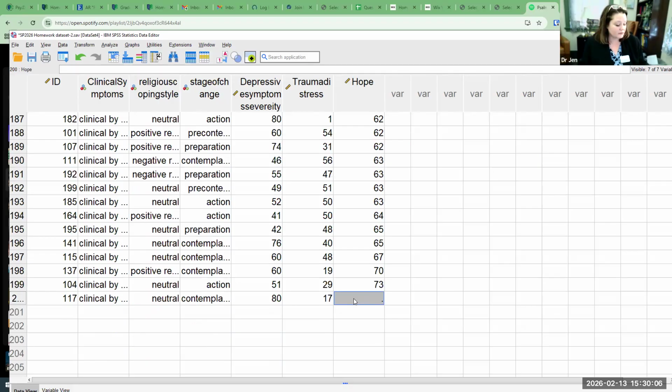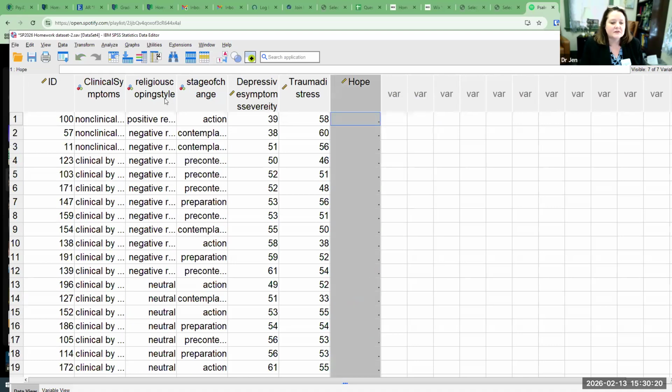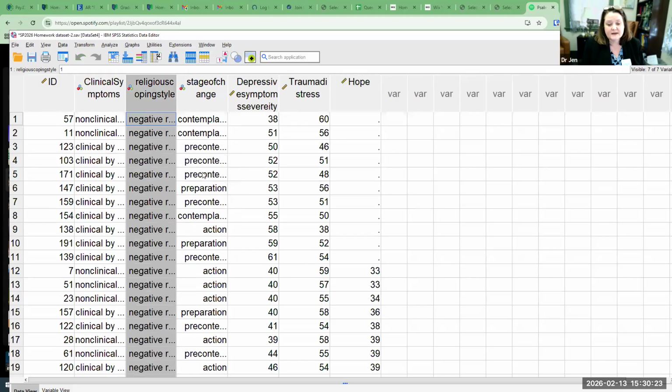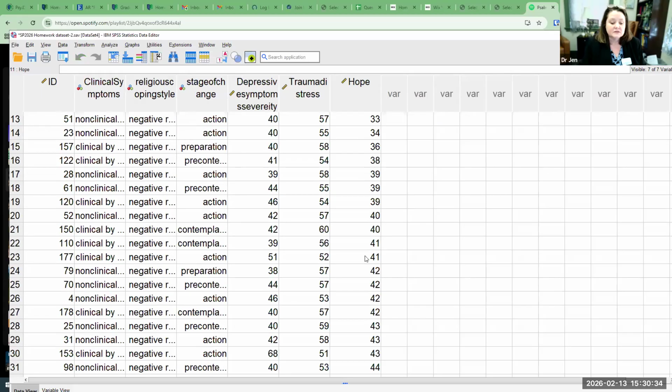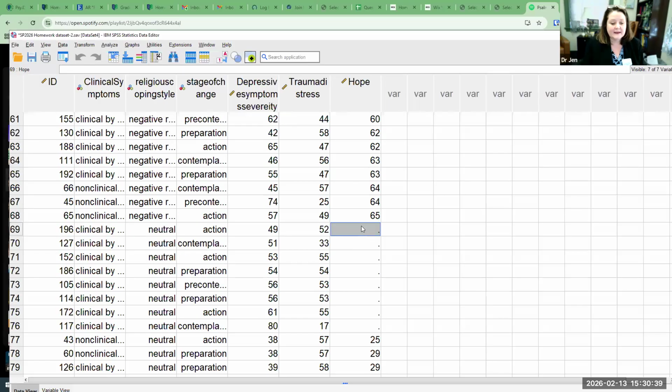All right, we're going to go through though and check and make sure that those other outliers found on the stem and leaf plot for negative, neutral, and positive religious coping aren't still in here. So I'm going to sort ascending on this again, and then I'm going to sort by religious coping style this time. And then for negative, we're supposed to have one that's a 15 or lower. You can see it's already gone, right? We got rid of it in the last grouping. It's already been removed. So that's good.